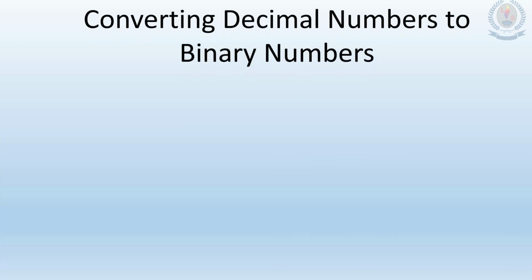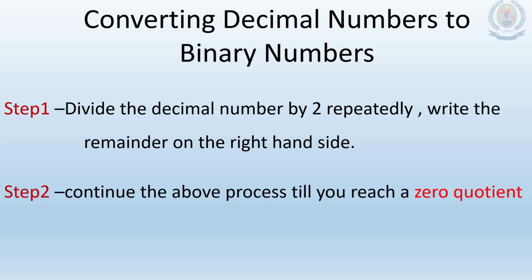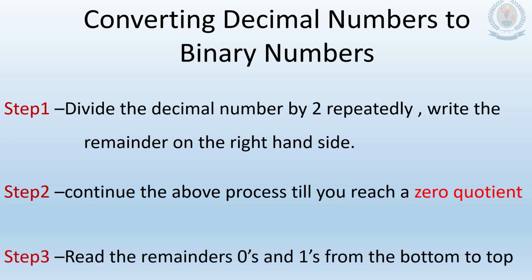Now let's see how to convert decimal numbers into binary numbers. Step 1. Divide the decimal number by 2 repeatedly. Write the remainder on the right hand side of yours. Then continue this process until you reach 0 quotient. Finally, you read the number from the bottom left corner going up. You start from the bottom left corner and go up.